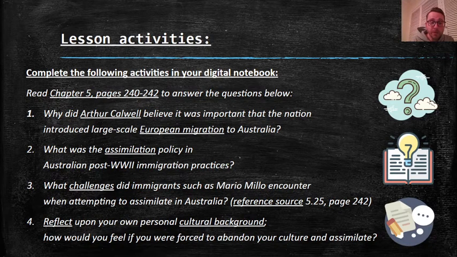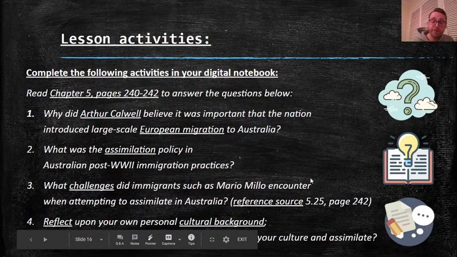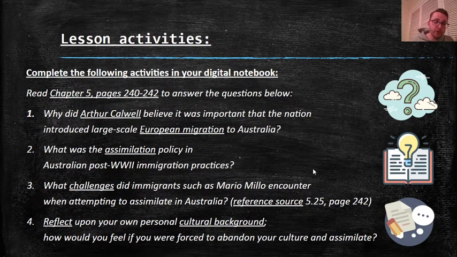Question 2. What was the assimilation policy in Australian post-World War II immigration practices? So trying to define that term there, assimilation. What does that mean? Question 3. What challenges did immigrants such as Mario Millo encounter when attempting to assimilate in Australia? So in chapter 5.2, specifically source 5.25, Mario tells you about his experiences as a child growing up in primary school, post-World War II immigration, and some of the challenges he experienced. So go read that and answer question 3.